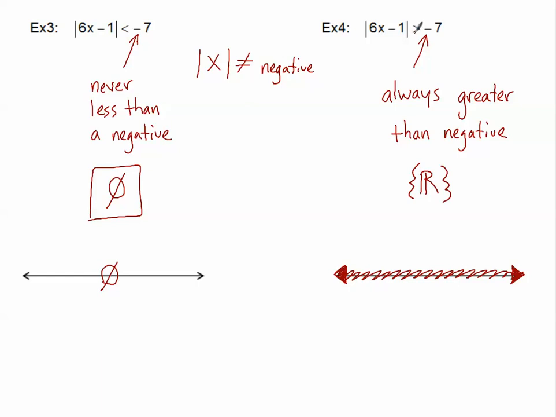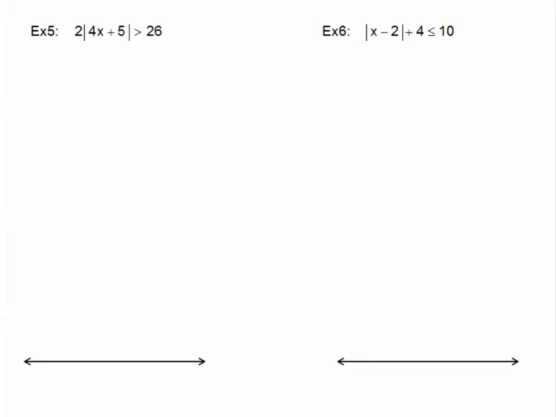If it's greater than a negative, we know that that will always happen, and the answer would be all reals. So those are two special cases. Pay attention to those. Now, I have two more. Let's see what we can do with this.